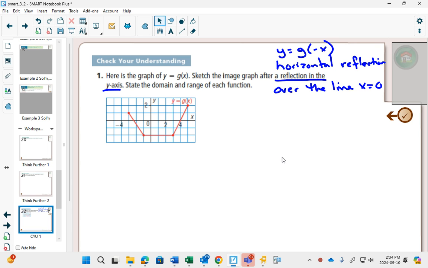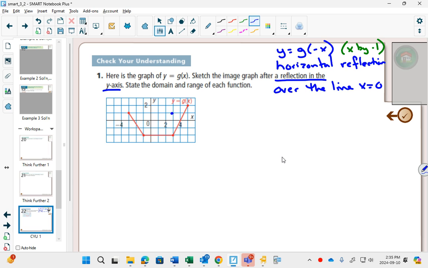They could say, sketch the image graph of y equals g of negative x. They could say, sketch the image graph after a horizontal reflection. Sketch the image graph after reflection over the line x equals 0. Okay. It's affecting the x value, so maybe I put up in here, we're going to multiply all of our x values by a negative 1. What does that mean? Well, that means this point right here, which is 3 away, would get flipped over and be 3 away on the other side.